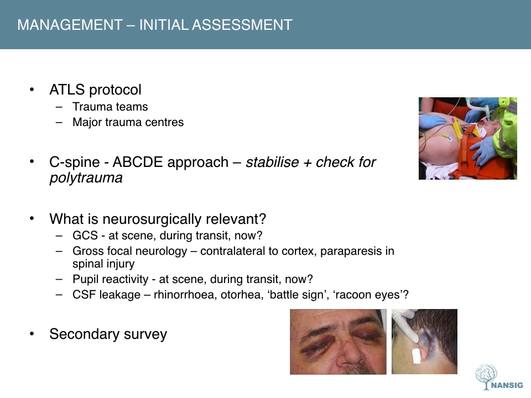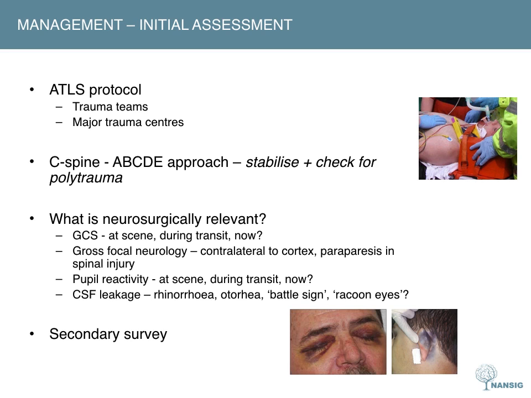And so things such as GCS, gross focal neurology, and pupil reactivity should be documented and done both at the time of injury, during transit, and at the point of admission. And this allows for a deteriorating patient to be picked up early, and consequently their management to be escalated appropriately.